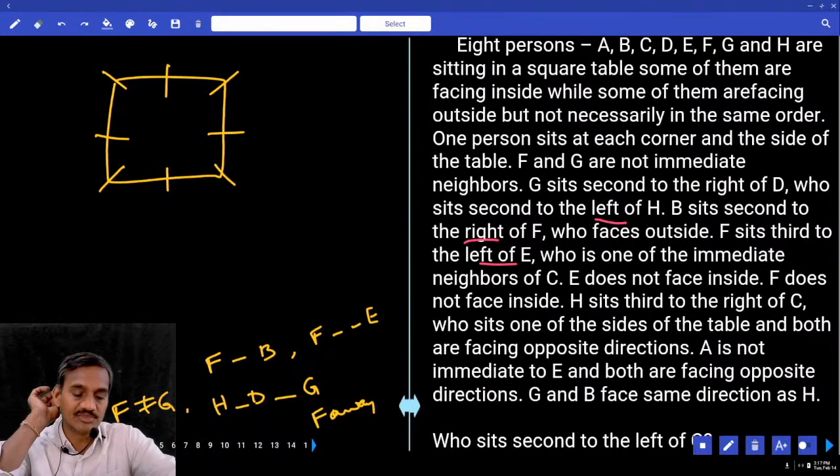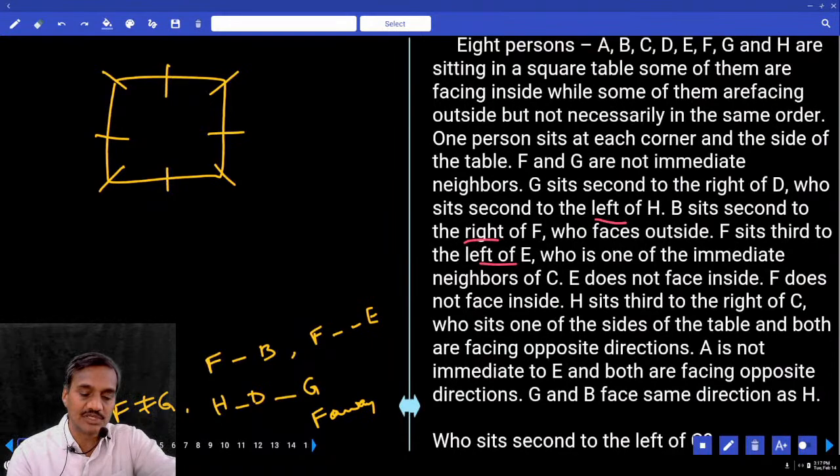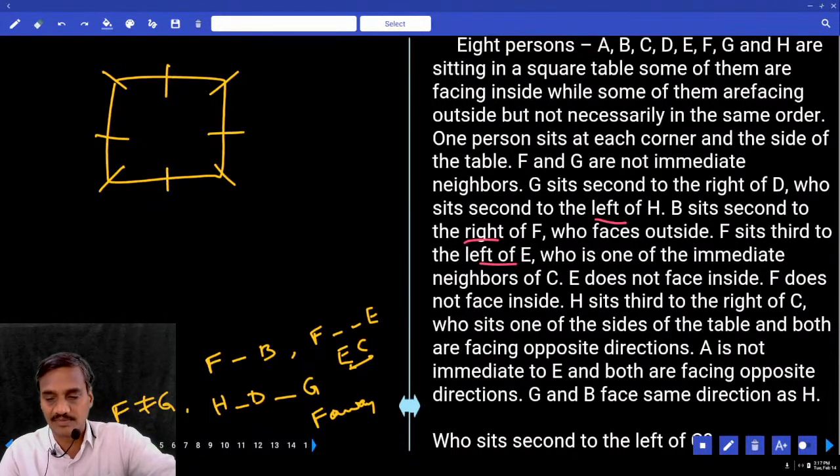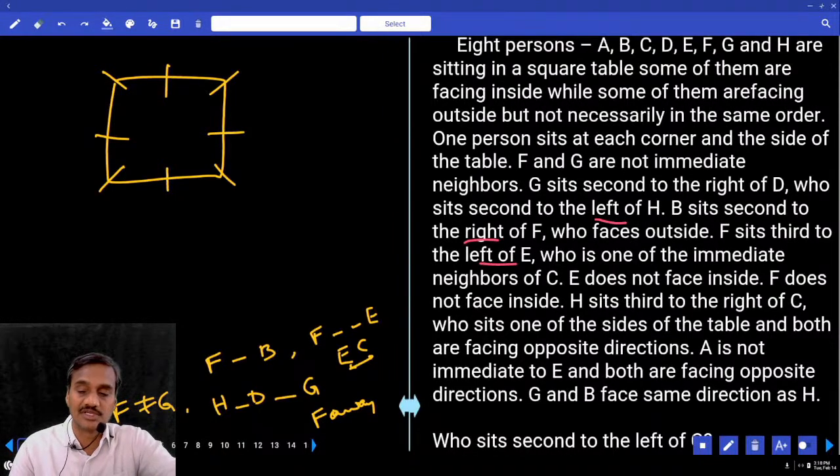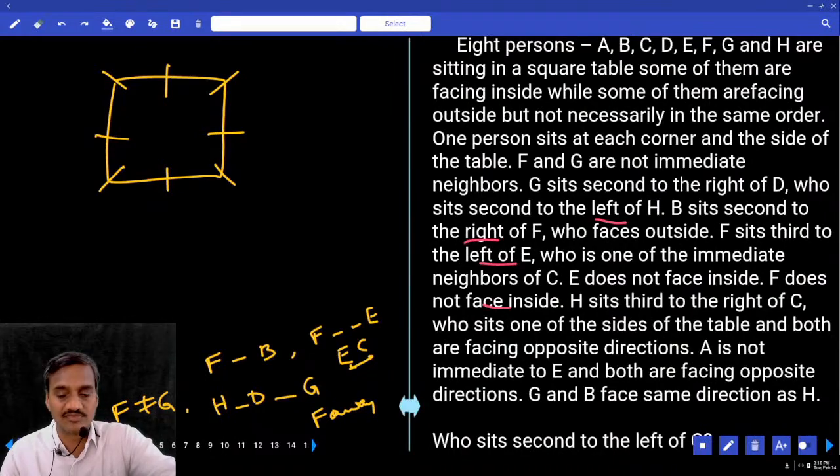E, who is one of the immediate neighbors of C. Now E and C are adjacent to each other. Clear? And next one, E does not face inside. E is away from the center. And F does not face inside. F is also away from the center.